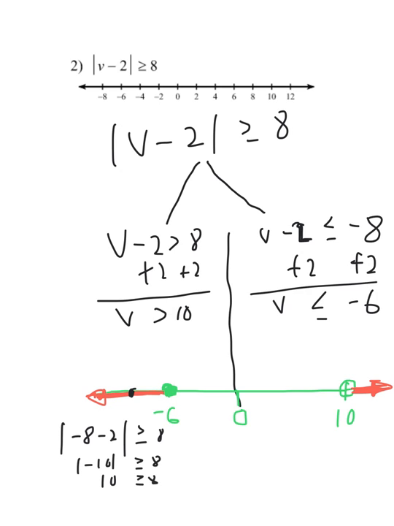Over here, let's pick the number, I don't know, 20. 20 would be maybe somewhere over there. Let's see if this works. The absolute value of 20 minus 2 is greater than or equal to 8. 20 minus 2 is 18. And then the absolute value of 18 is greater than or equal to 8. So if you remember from the last video and the last assignment, this is very much like the "or." It has to be in one section or the other.